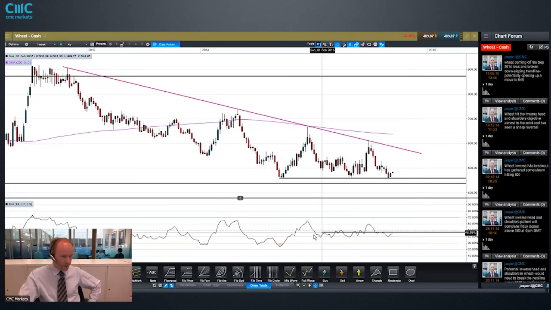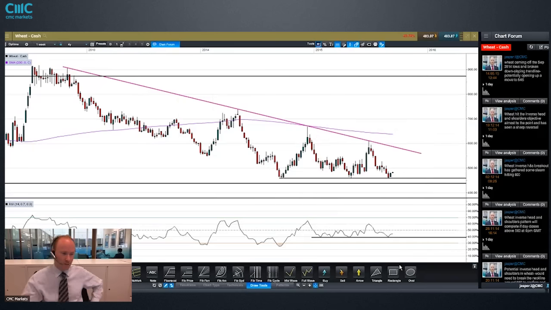Also worth noting that the RSI's got a pretty well-defined support here. Sometimes the RSI will break before price does. So if we see RSI moving below 38, that could easily be the sign that price is about to break below that 460 area that we're holding at the moment.